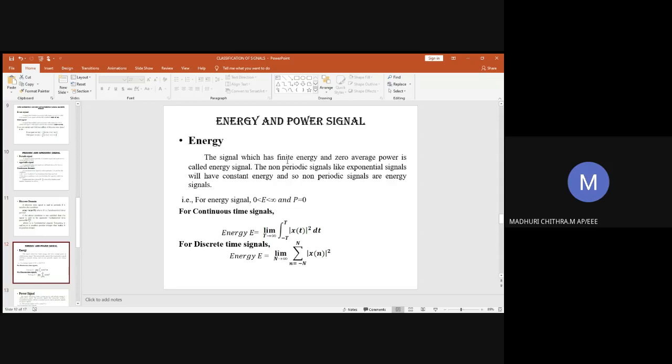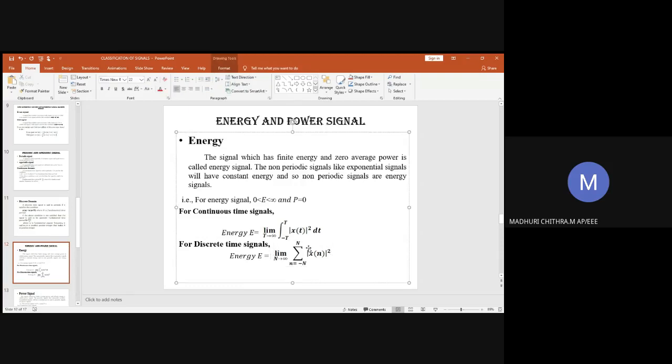So here it is mentioned: a signal which has finite energy and zero average power is called an energy signal. Non-periodic signals like exponential signals will have constant energy. For energy signals, 0 less than E less than infinity and P equal to 0. For a continuous time signal, energy E equal to limit T tends to infinity of the integral from minus T to T of modulus x of t the whole square dt. This is the formula for continuous time signals.